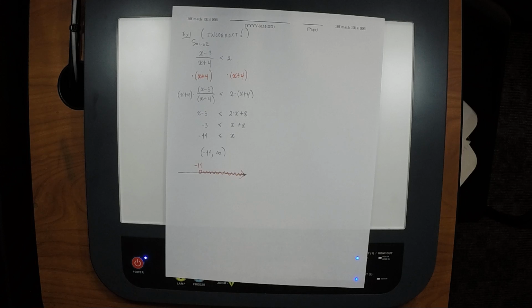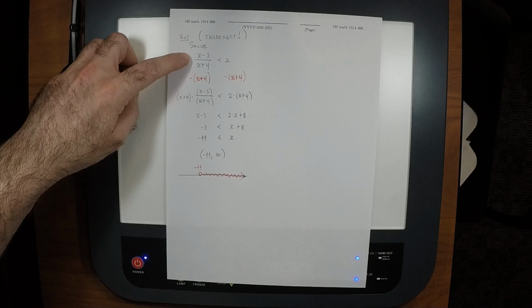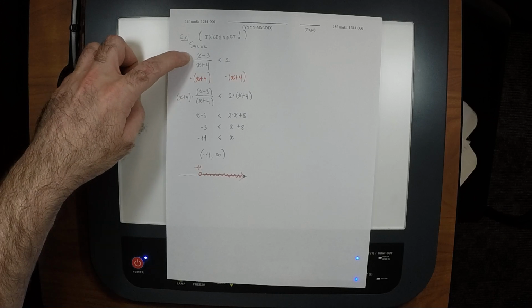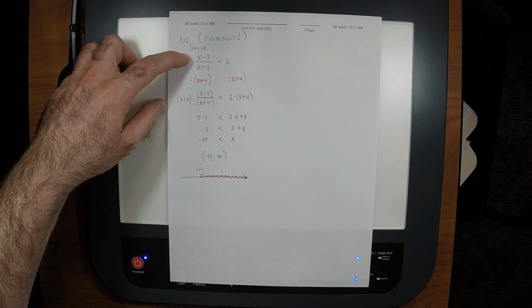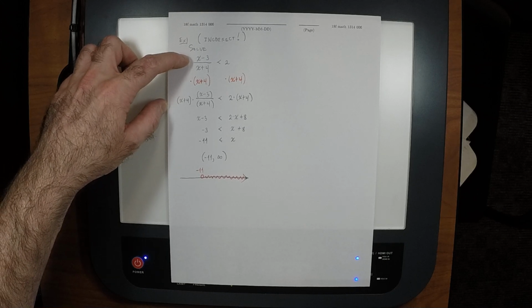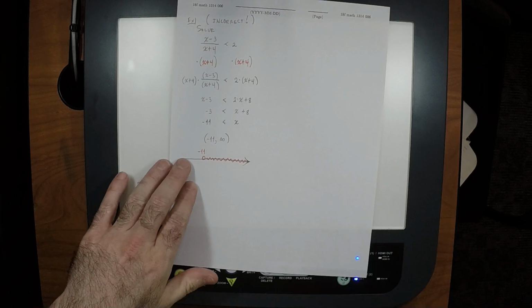So let's think. So in the first place, is this inequality defined at every point? Is it defined for every value of x? No, right? So for example, this inequality has no value and is not defined at negative 4. It's not false, it's not true, it's just not defined, right? Because you can't divide by 0. And so, you know, we didn't even talk about that. So that's just omitted.